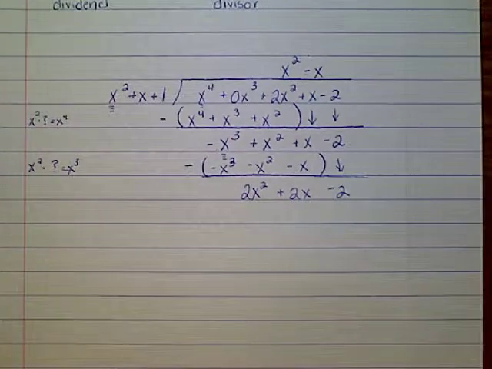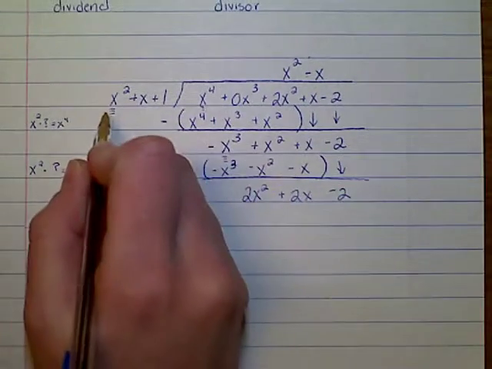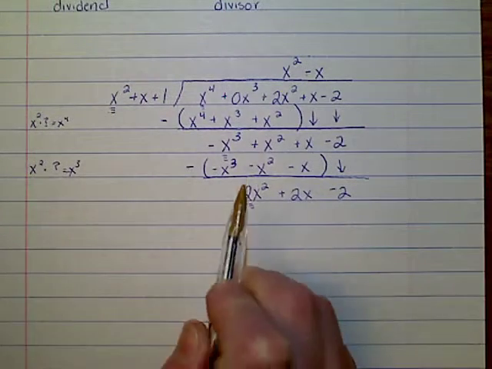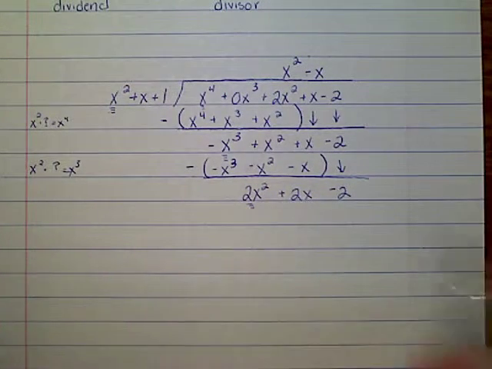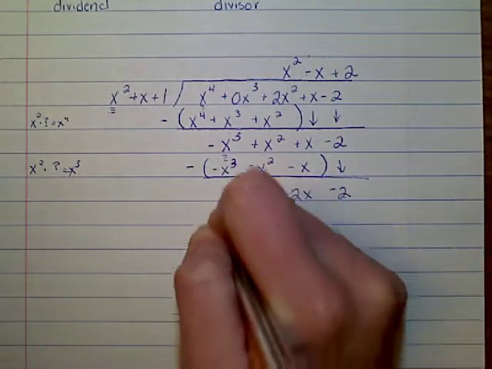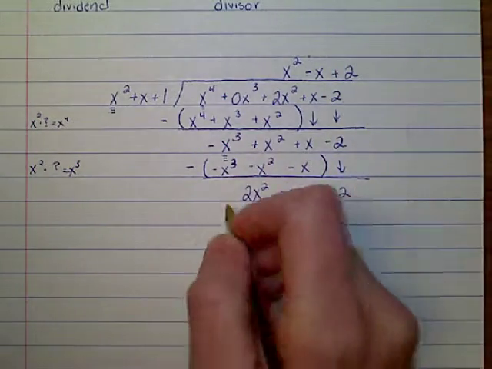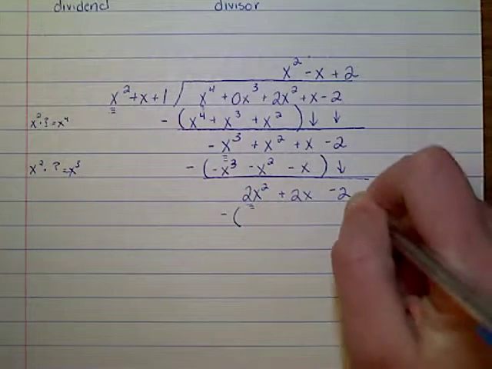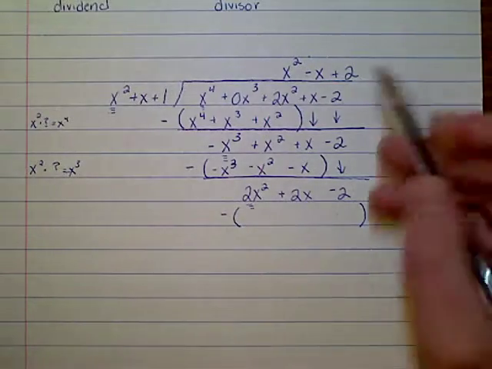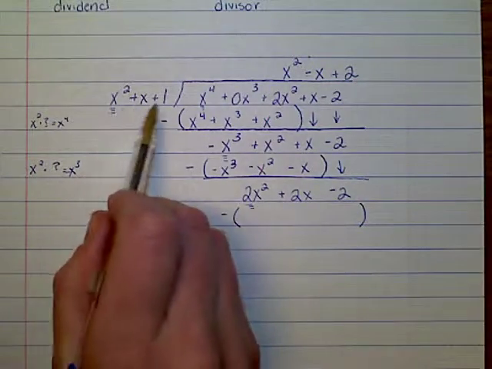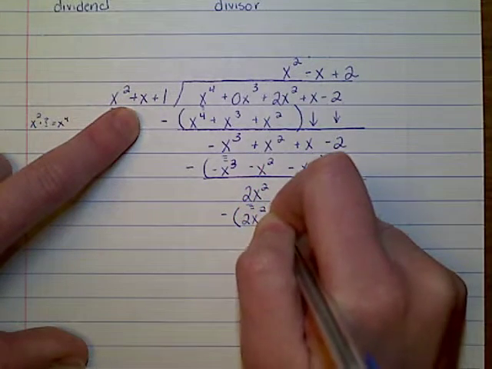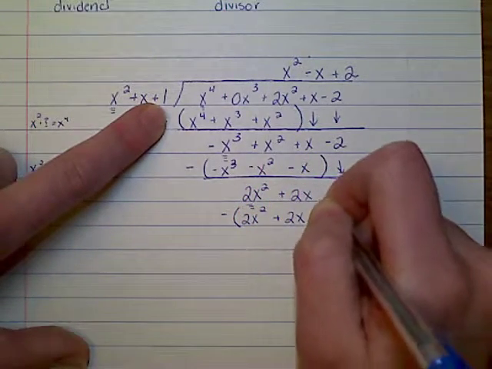Okay. Again, we're going to repeat the process. Look at x squared, look at 2x squared, and ask yourself, x squared times what gets me 2x squared? And that would be a 2. So put a 2 up there. I put it right over the number of the dividend. That tells me how big to make my parentheses. And what I put in here is us taking 2 times the divisor. So 2 times x squared is 2x squared. 2 times x is 2x. And 2 times 1 is 2.